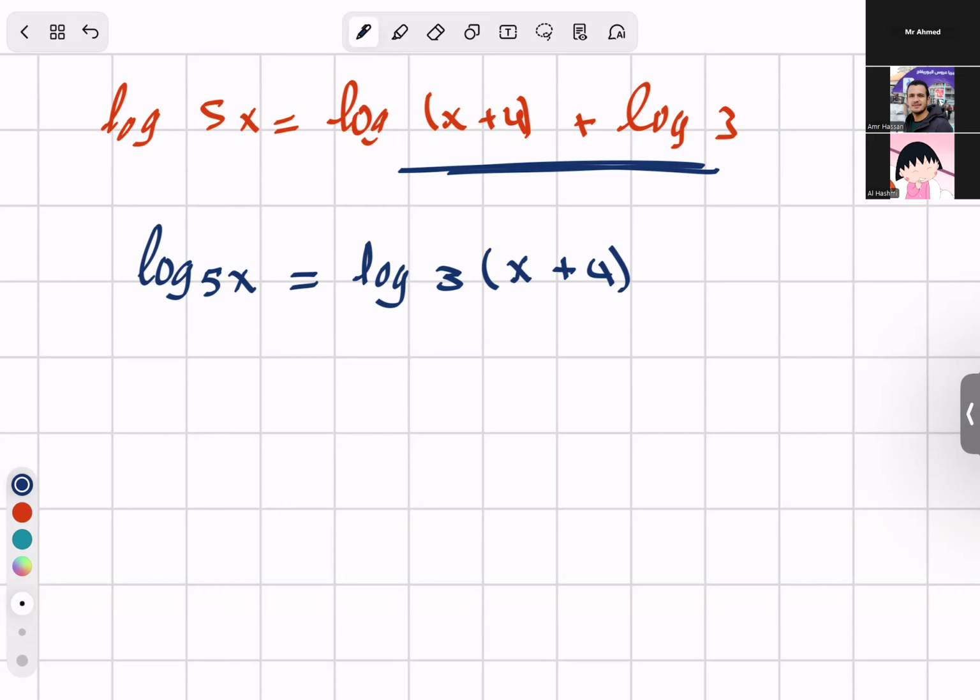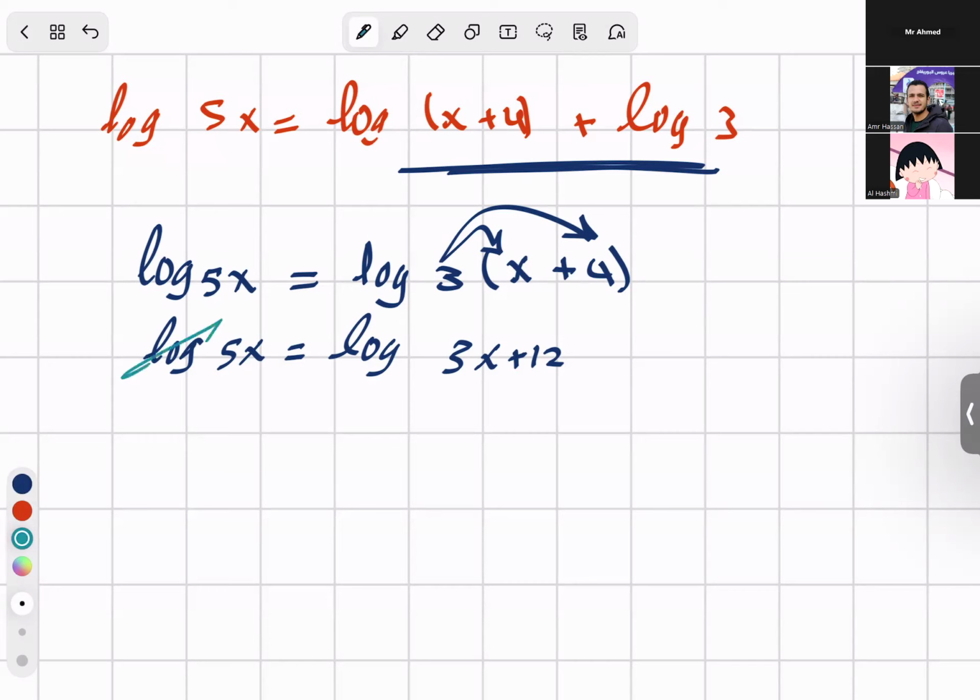And then I need to distribute it. So here we have log 5x, which equals log of, let me distribute it, 3x plus 12, right? We've got a logarithm on both sides, so I need to cancel them out. So this one equals this one, and this one is a pretty simple equation, right? You could solve it.